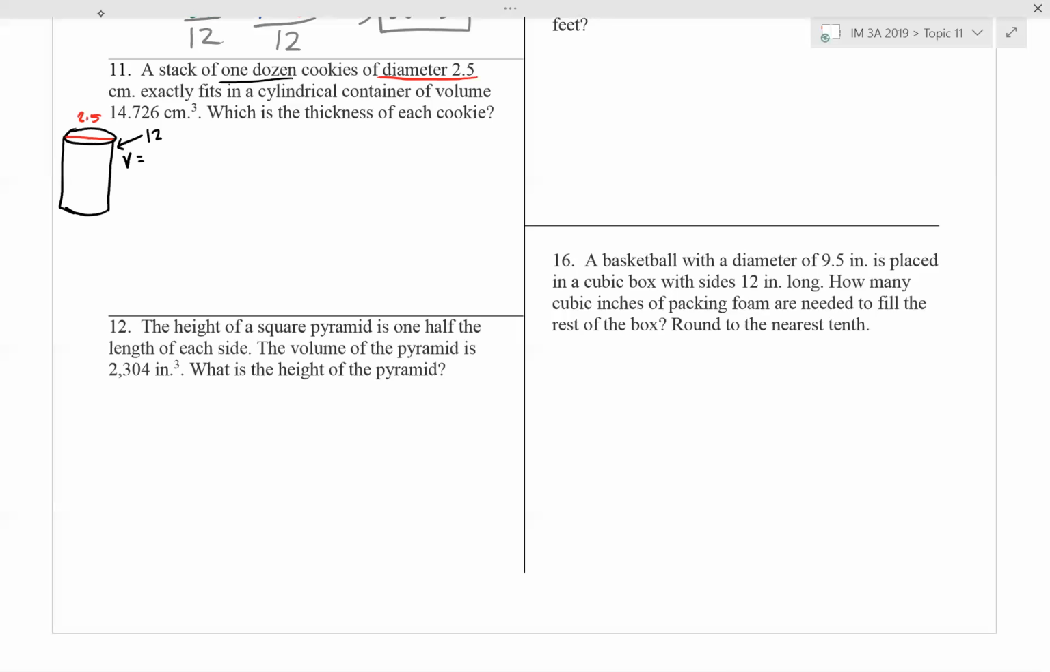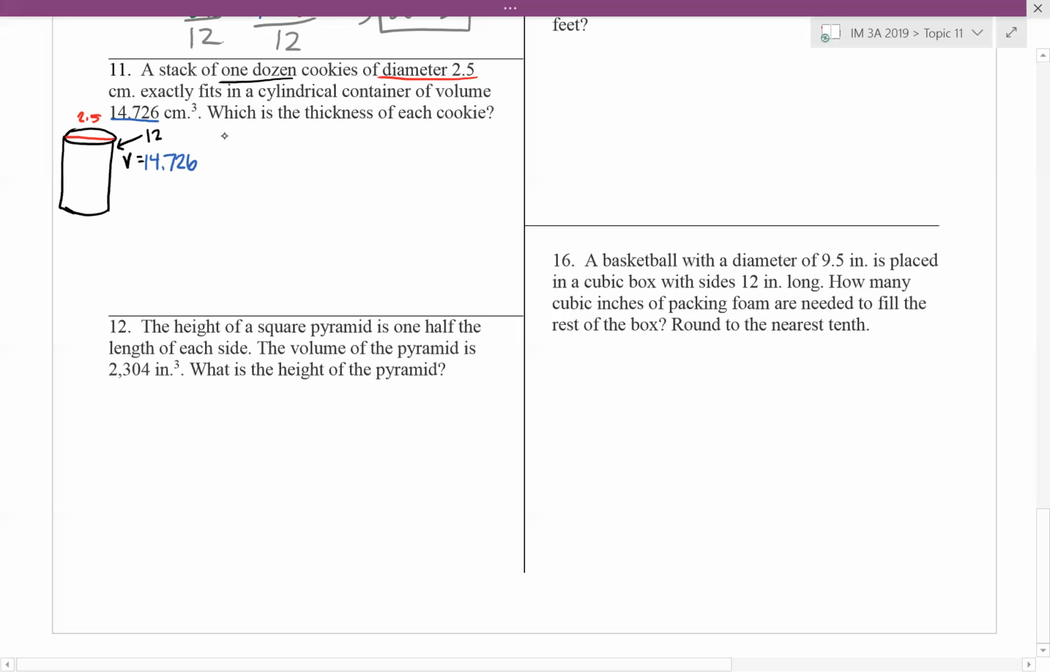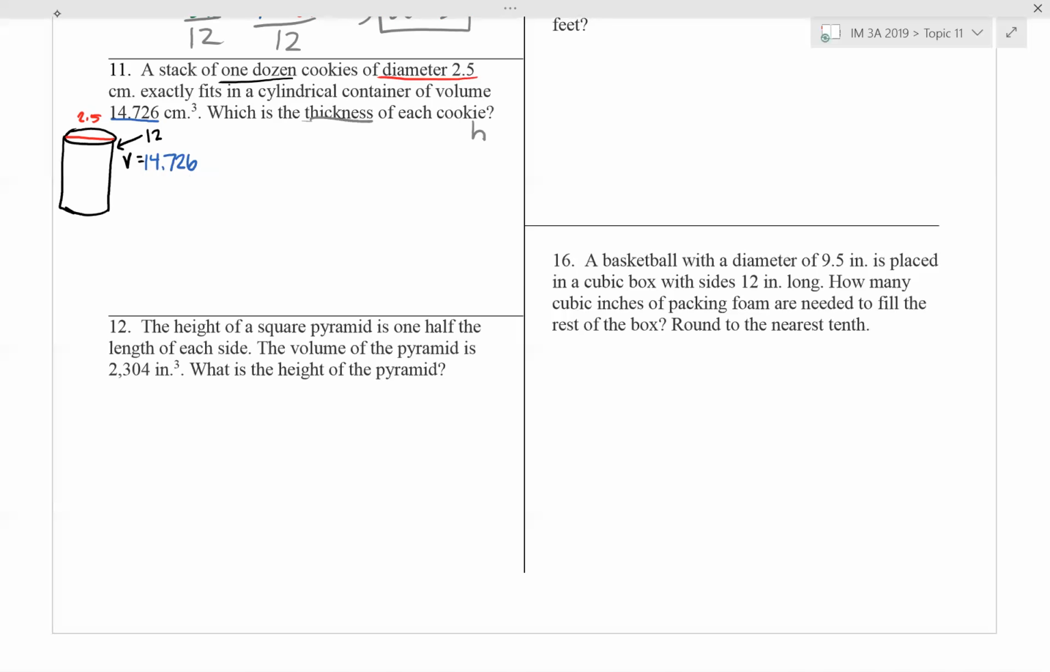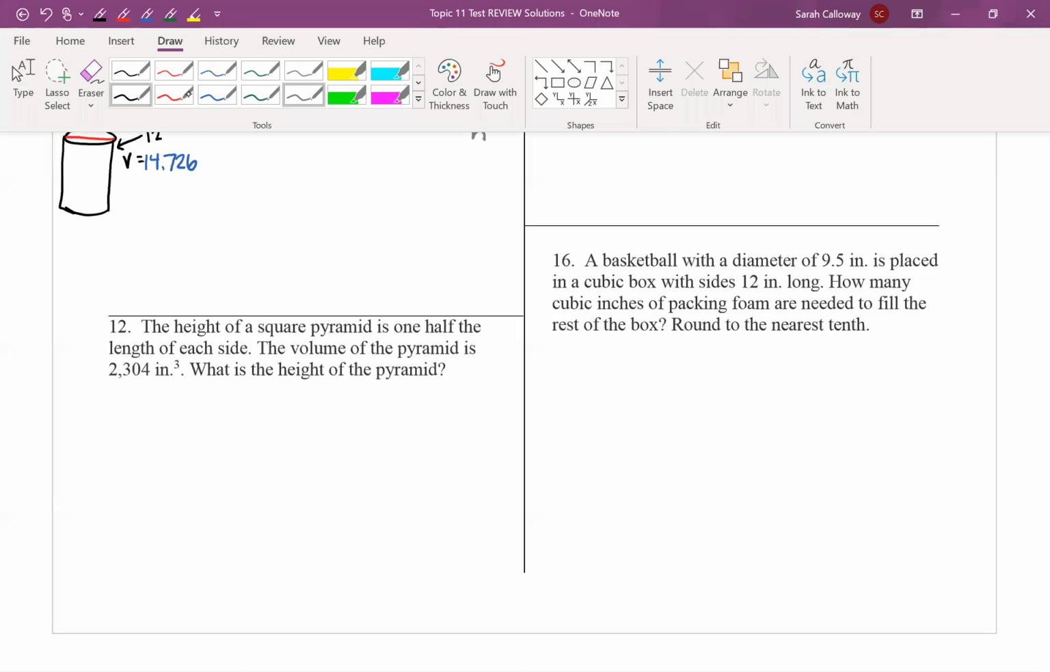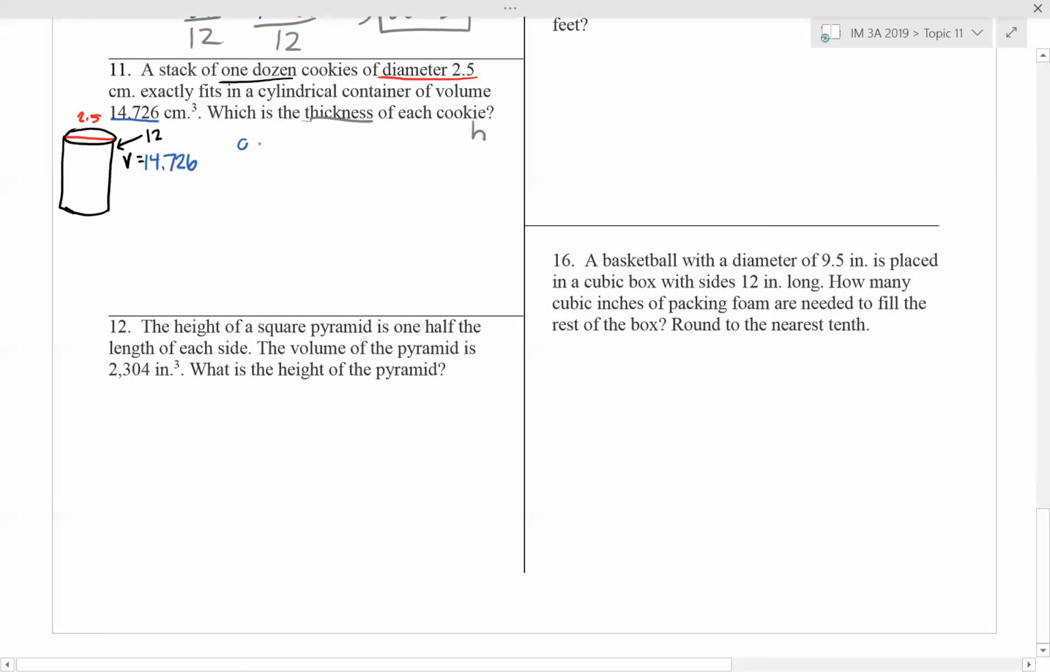centimeters, and it fits exactly in a cylindrical container of volume 14.726 cubic centimeters. So if I can think about a cookie, I want to model that as a cylinder as well. And so when I'm looking for a cookie's thickness, I'm looking for the H, right? So thickness is going to be the height of the cookie in a cylindrical model. And so since this volume represents 12 cookies, what I want to do just to start off is to divide that number by 12. So I'm going to start with 1 cookie.